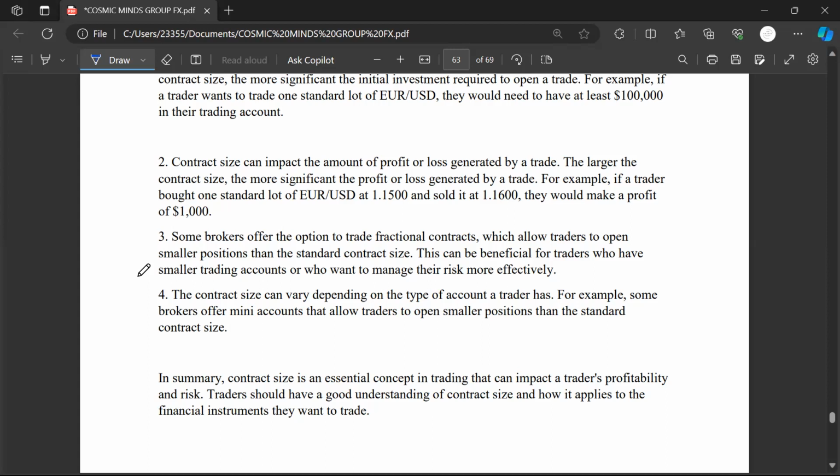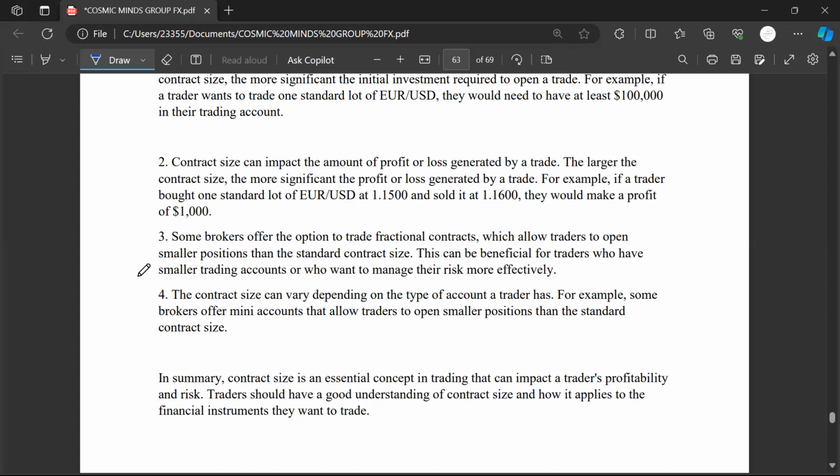So some brokers offer the option to trade fractional contracts. It means that even if our amount does not meet a particular contract size, they find a way around it for us, which allows traders to open smaller positions than the standard contract size. This can be beneficial for traders who have smaller trading accounts, or want to manage their risk more effectively. Some may have a bigger account size, but they want to minimize their risk, hence going in for a very minute lot size. So you can capitalize on this for your benefit.